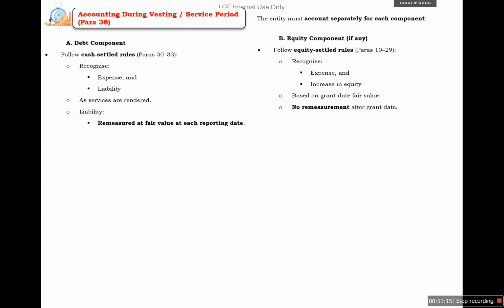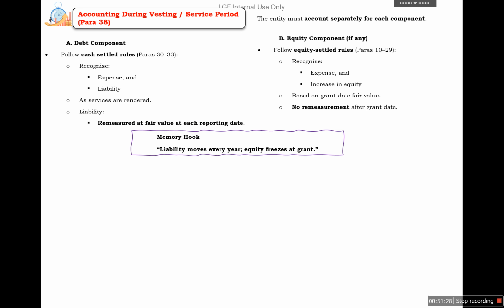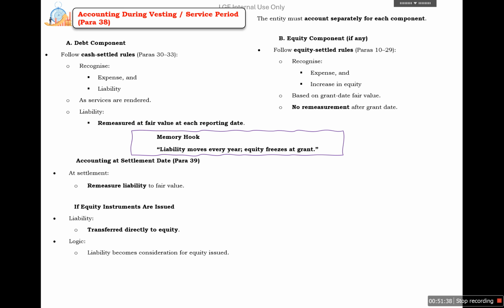In case of the equity component, we need to recognize the expense and increase the equity based on the grant date fair value, and there is no remeasurement after the grant date. So liability moves every year, equity freezes at the grant. Accounting at the settlement date: we need to remeasure the liability to fair value, and if equity instruments are issued, we transfer the liability directly to equity because the liability becomes the consideration for the equity issued. So the cash obligation converts into equity on the share settlement date.